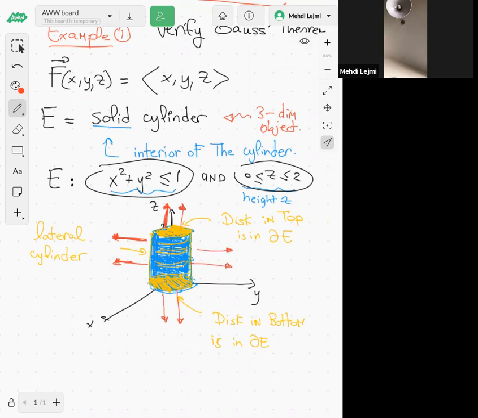Okay, so this normal vector here is pointing away from E. E again is the inside of the cylinder. So if you want to point away from E, your normal vector must be outward, right? Away from E.